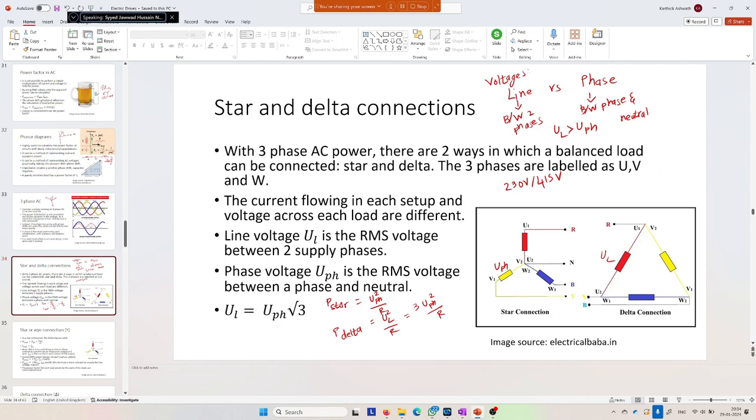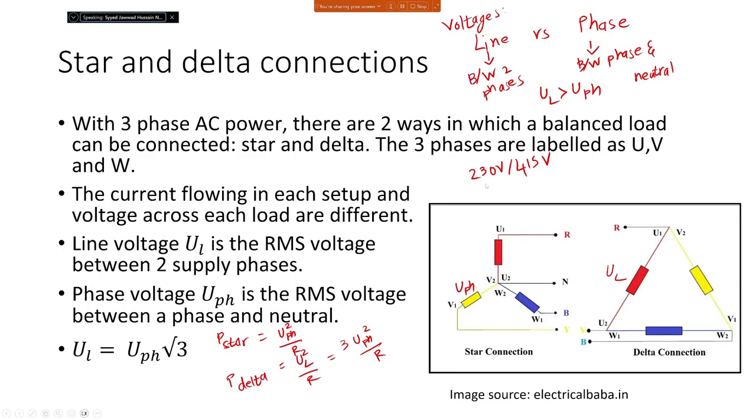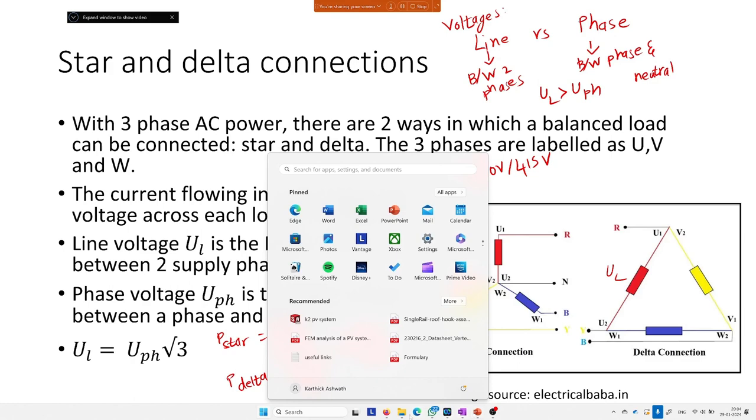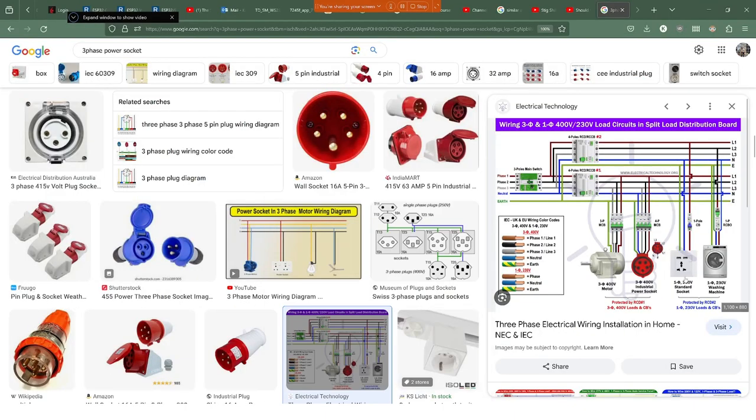That is because the 230 volt we are looking at is phase voltage. Usually we have these one phase devices in real life. Even though the supply is three phase, your normal wall socket will just have one phase being supplied to it, like shown in the image here. So here is just one phase being supplied, and then you have neutral. Neutral is in blue here, and earthing in yellow. But the supply is just one phase.